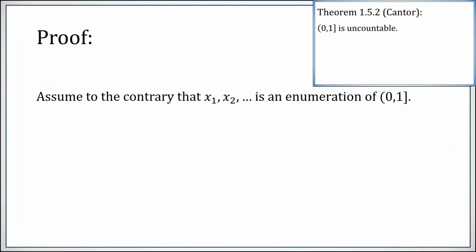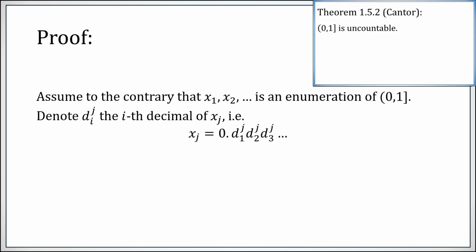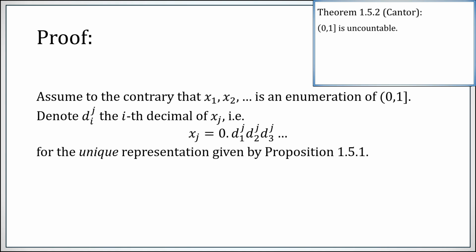So let's get proving. Assume to the contrary that you have an enumeration of this interval. Denote d subscript i superscript j as the ith decimal of x_j. So for example, if you look at this list and pick out an x_j, the superscripts keep track of which x you're looking at, and the subscripts are then which decimal you're looking at. Okay? For the unique representation given by the previous proposition. So because the previous proposition established a unique expansion subject to some inequalities, those are the expansions we're taking for all of our x_1, x_2, and so forth.